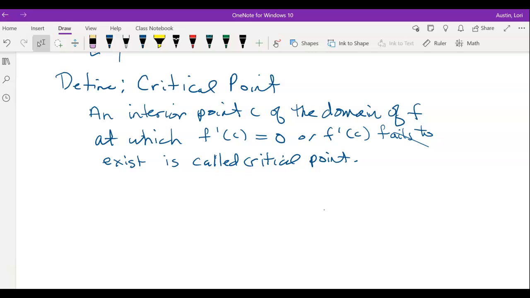It's an interior point C. Yeah, just n is fine.